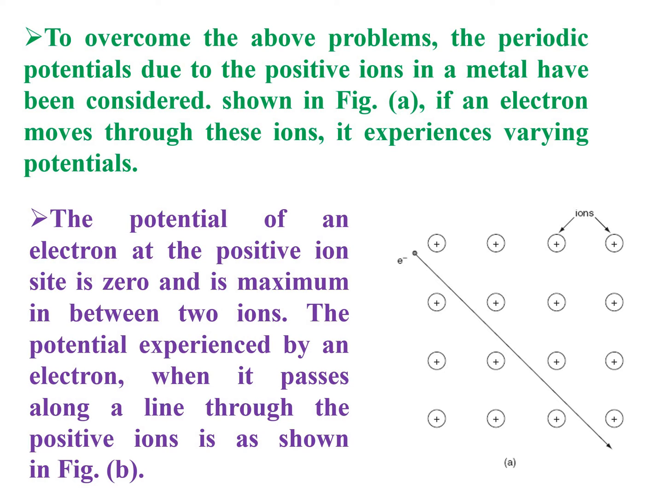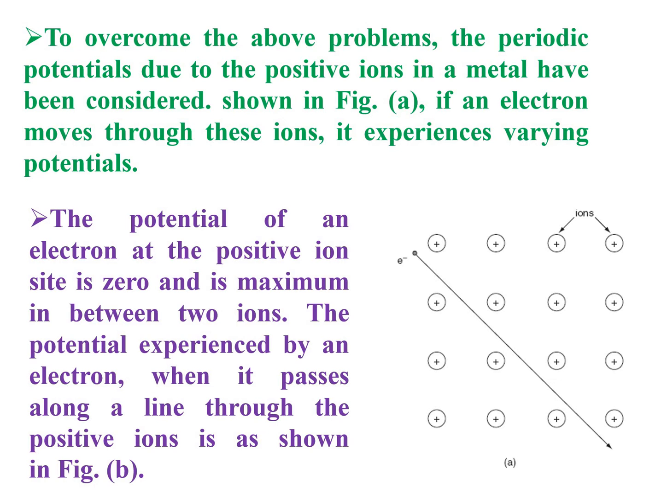As the electron moves in the space available between the ions, going away from one ion and approaching another ion, there will be variation in the potential of the electron. That variation is periodic. The variation changes with a certain period.